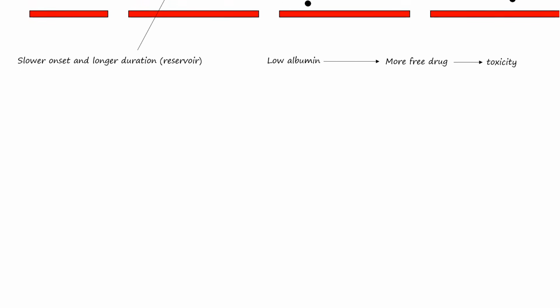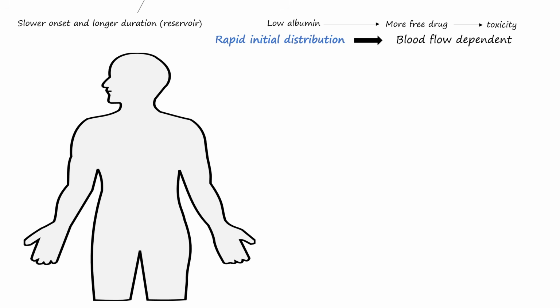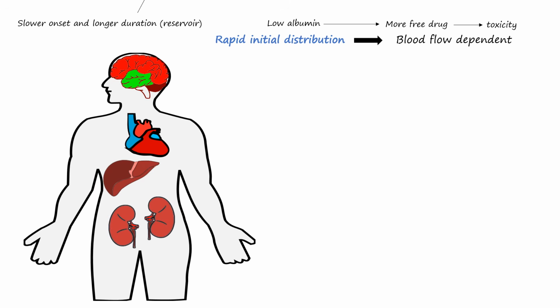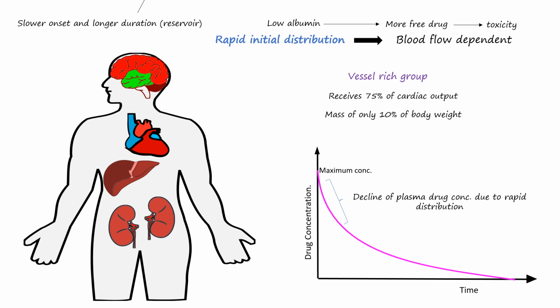The initial distribution of drug is rapid and is greatly influenced by the blood flow to different organs. Free drugs quickly move to organs with high blood flow like the brain, heart, liver, and kidneys. These organs, called vessel-rich groups, receive a large share of cardiac output despite their small size. This quick distribution explains the rapid onset of anesthetic agents like propofol, which acts on receptors in the brain. It also explains the initial rapid decline of plasma drug concentration following an IV injection.